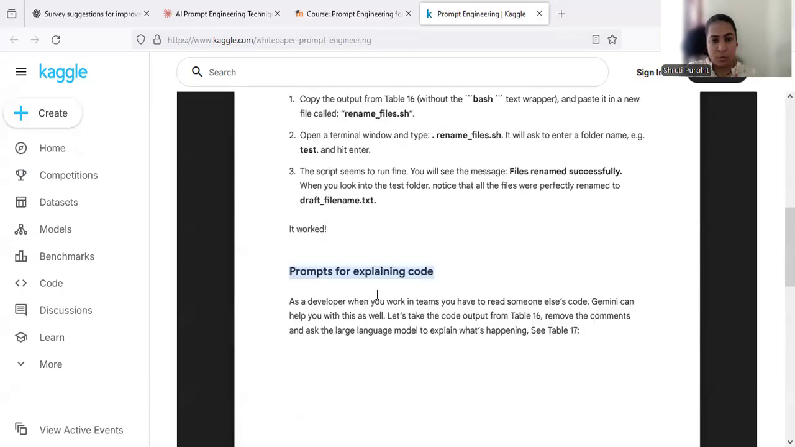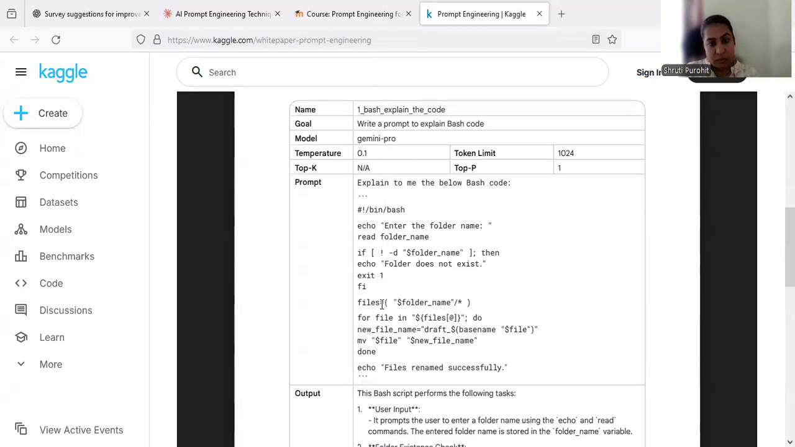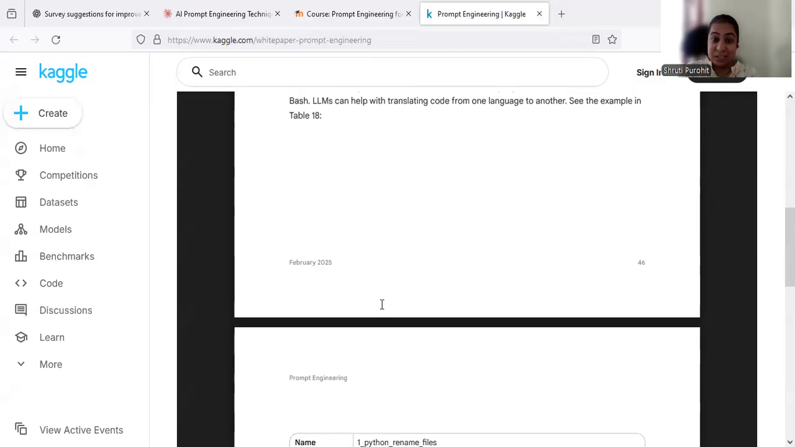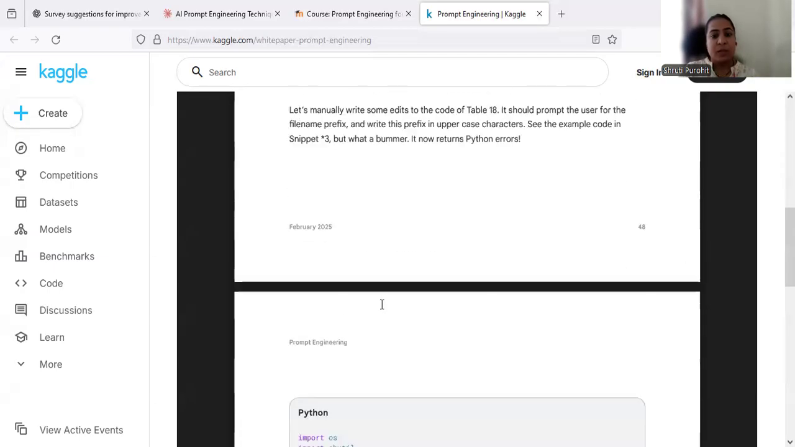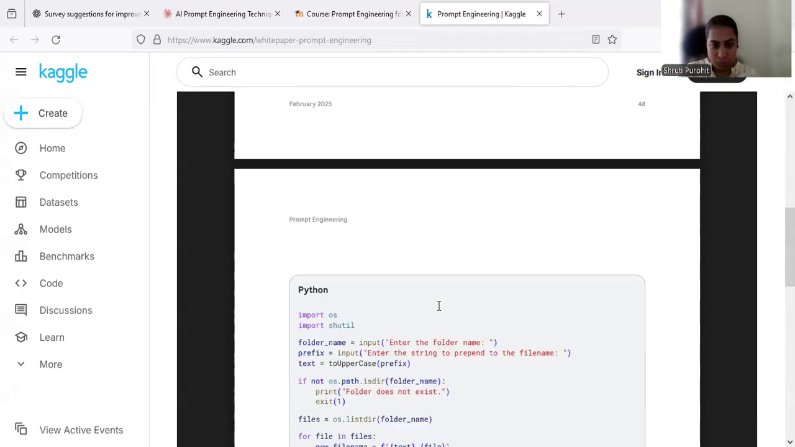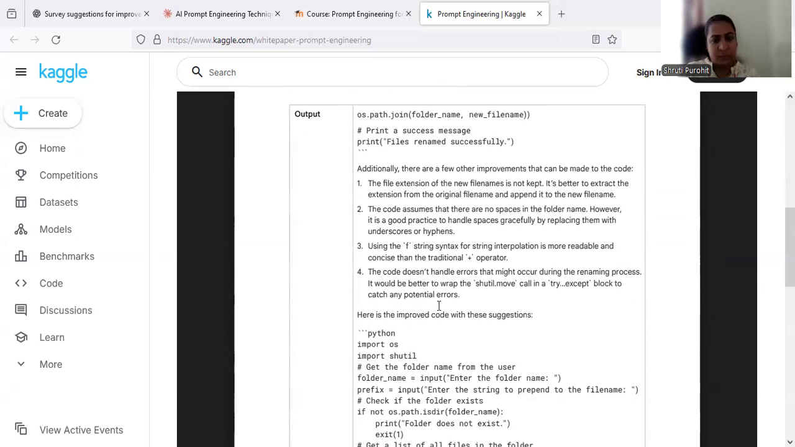So prompts for the coding, prompts for explaining the code, how you are providing the prompt to explain the code. Then prompts for translating the code. Then prompts for debugging and reviewing the code. These things are here. Go through it once again.